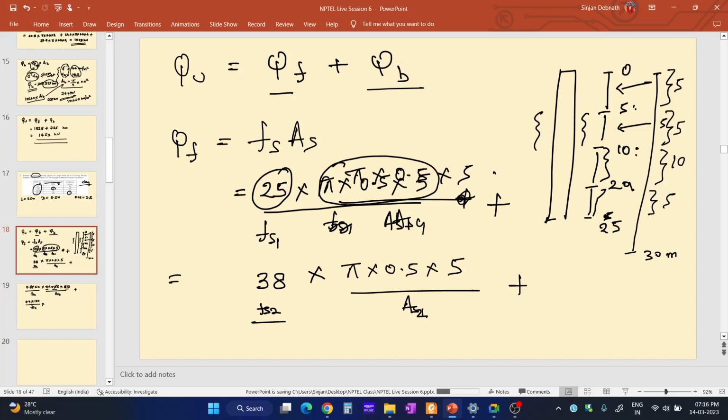Now if you just solve all this part and sum it up, you will get the value of Qf, that is the total skin friction resistance. Please wait a minute, I'm resharing my screen.